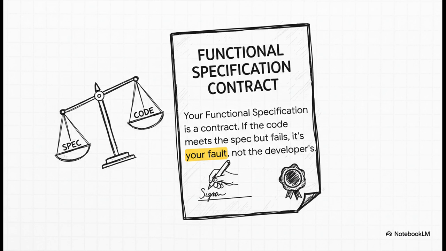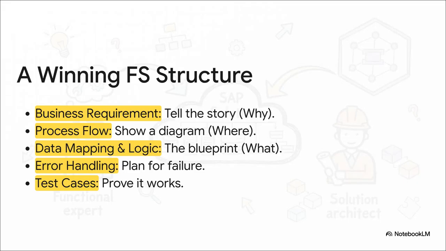So if a developer follows your blueprint to the letter, and the program they build doesn't actually meet the business need, well, that's a flaw in the blueprint, not in the construction. Taking that level of ownership is what separates a good consultant from a great solution architect. So what does a winning FS look like? It has these 5 parts.